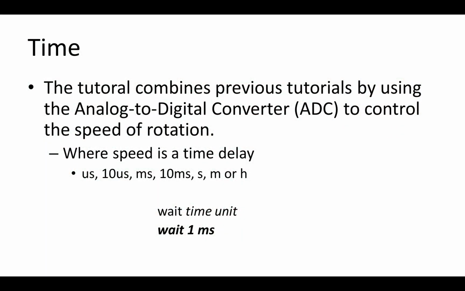So what we're going to do is use the ADC to control the speed of rotation, or this sequencing, where the time could be in microseconds or other units of time as shown on the screen, 10 microseconds, milliseconds, etc. And we're going to use wait time unit. So wait 1 millisecond is a fixed constant of time, but we're going to change the 1 into a variable.